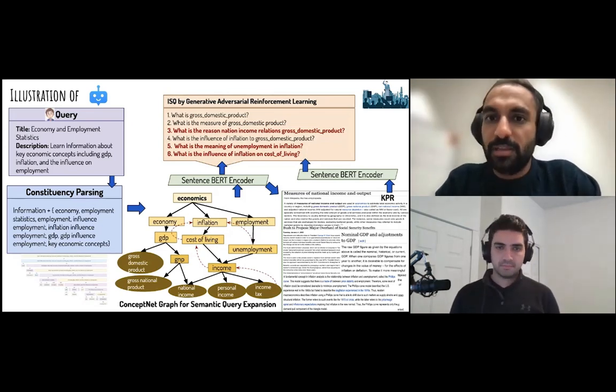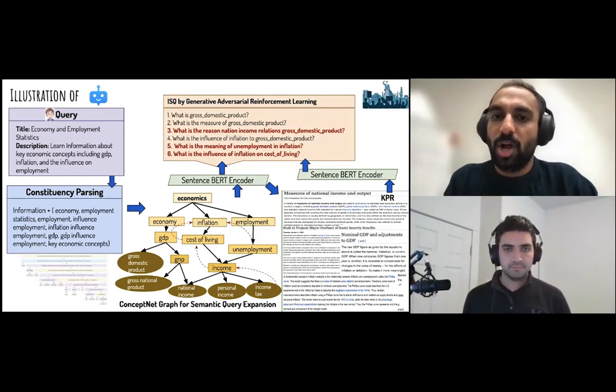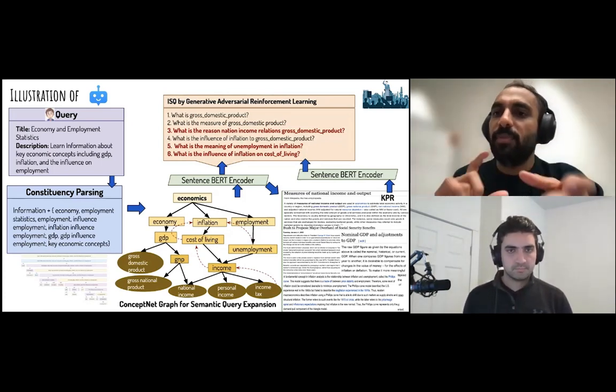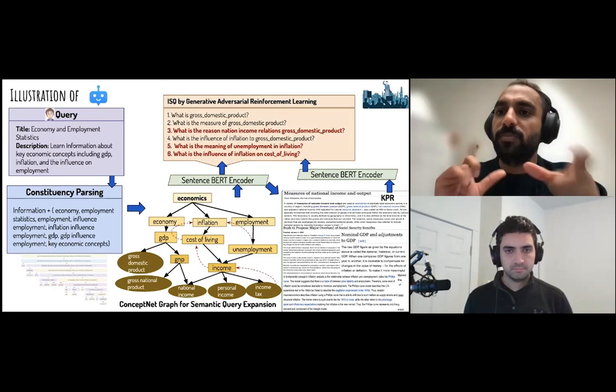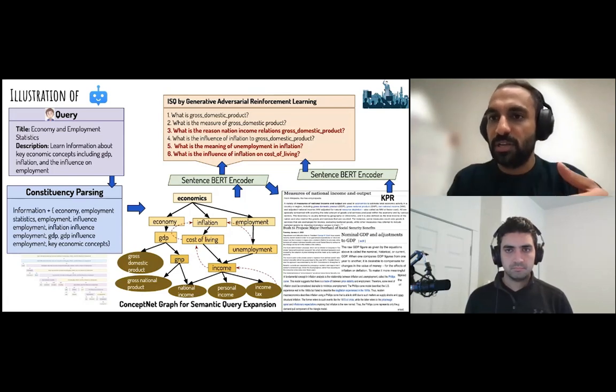Absolutely. So that's why I call this process generative adversarial reinforcement learning. Adversarial means it checks whether it's right or wrong with some minimal human effort. Reinforcement learning means it keeps taking the knowledge source as an input and keeps changing its generation so that it can generate new questions over time.